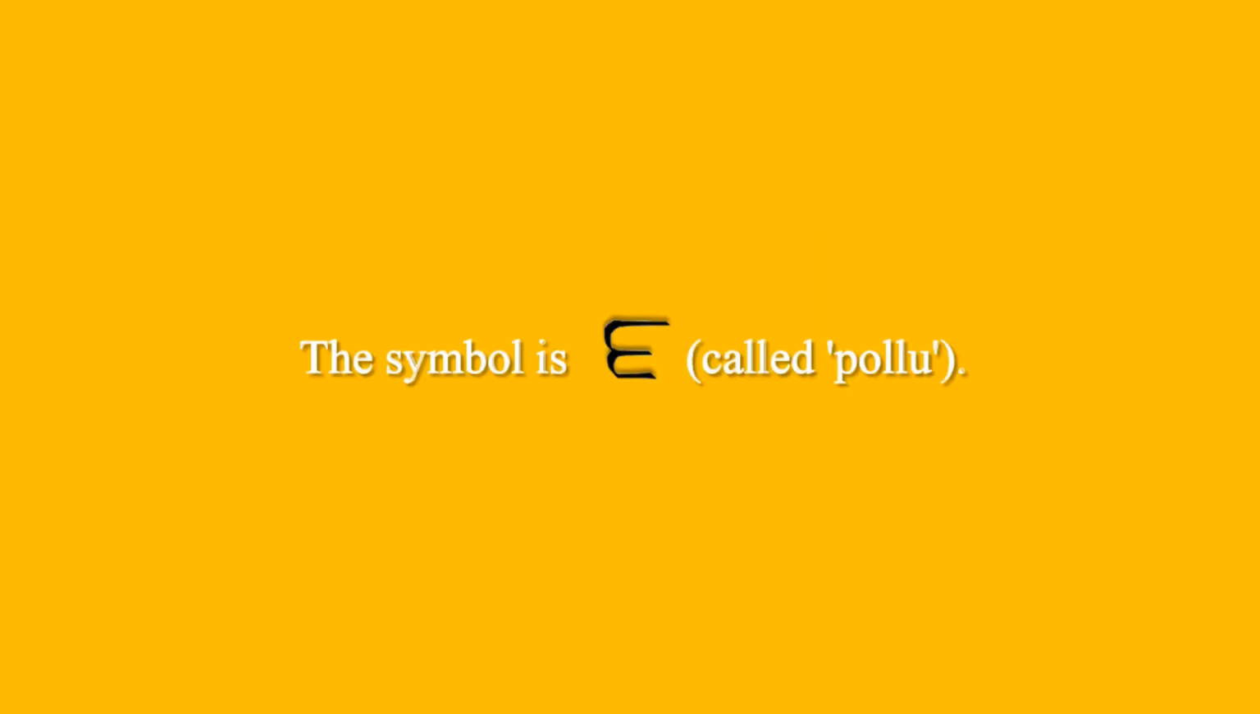So for this, there is a symbol called Pullu. So till now we have seen that for A there is no symbol, and the symbol Pullu results in pure consonant sounds.